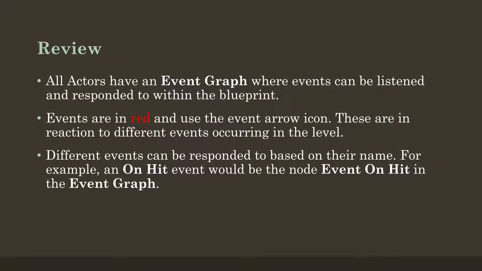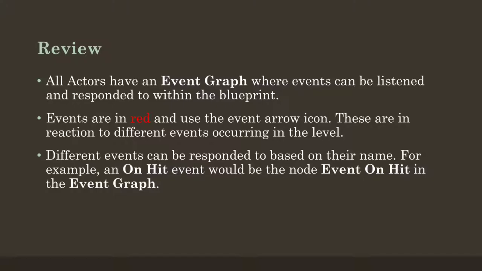All actors have an event graph. These are where events can be listened to and responded to within the blueprint. When we create a blueprint, we get access to the event graph. Event nodes are in red, and they use the event arrow icon. These are reactions to different events occurring in the level. Different events can be responded to based on their names. So, for example, if we wanted to respond to the on-hit event, it would be event on-hit in the event graph.